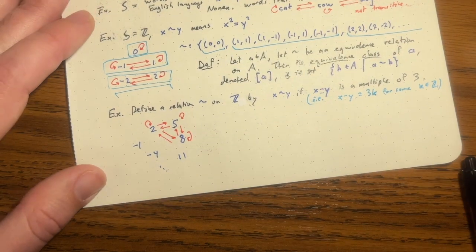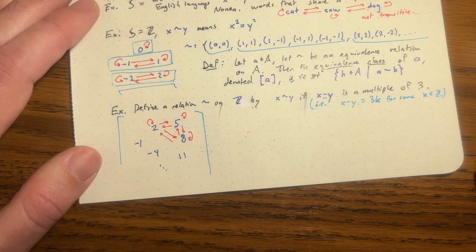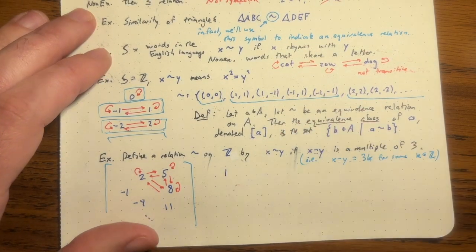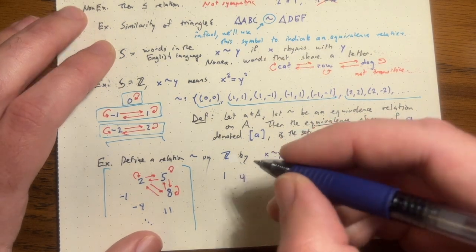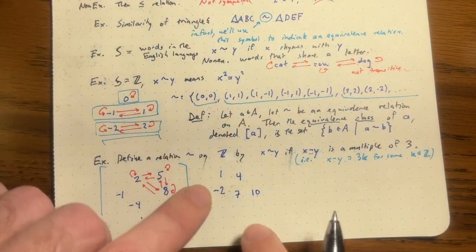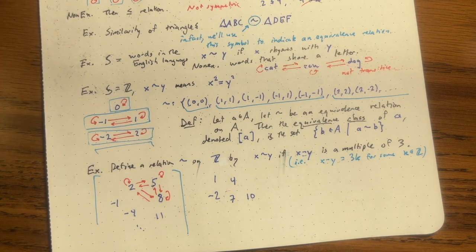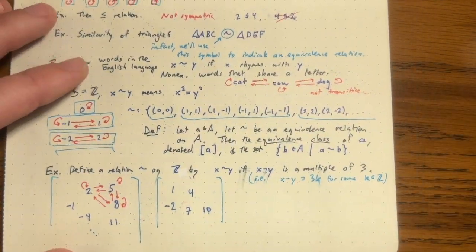When you have an equivalence class, let's have a big equivalence class here, everything in it has arrows to everything else. So that's one equivalence class. And there are some things that are not in here, like 1. And 1 is in here with -2 and 4, and 7 and 10. Right? 10 minus 1 is 9. That's a multiple of 3. And many other numbers. So this is a different equivalence class.